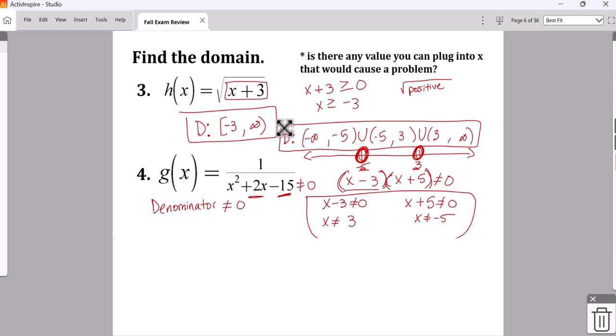Hopefully this is a reminder to you of how those domains are written: negative infinity to negative 5, union with negative 5 to 3, union with 3 to infinity. In the next video, we'll talk about the next topics.